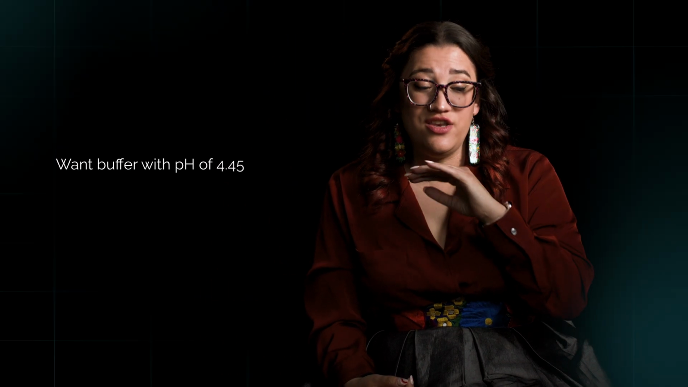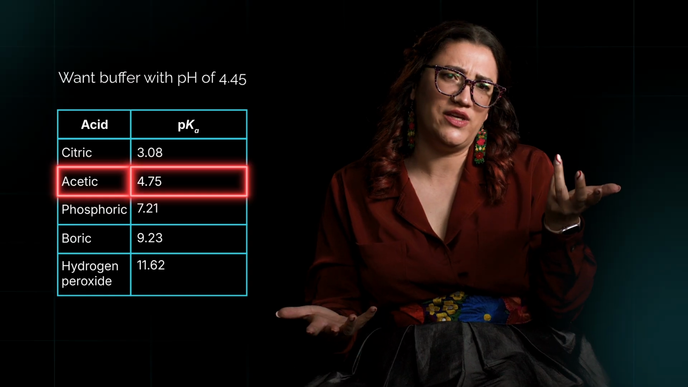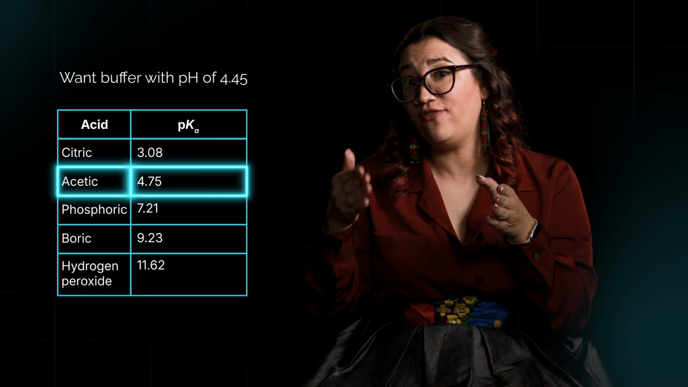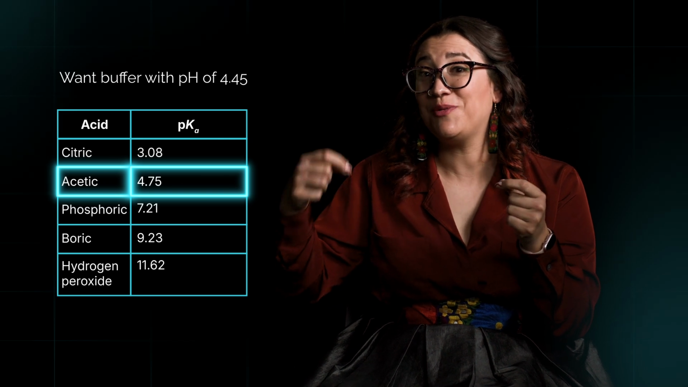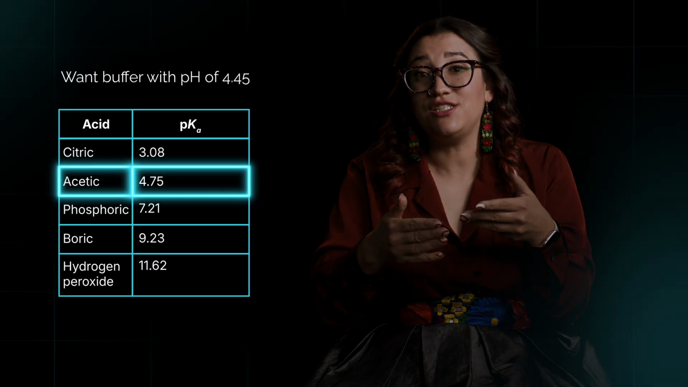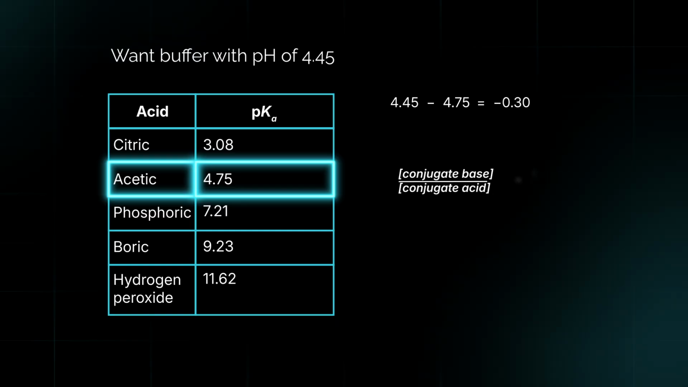Now, what if we needed a buffer with a pH of 4.45? None of the acids I have fit this perfectly. Can acetic acid still be a good choice? Yes. A pH of 4.45 is 0.30 units lower than the pKa. When the pH is lower than the pKa by 0.30 units, the conjugate acid form is present at twice the concentration of the conjugate base.